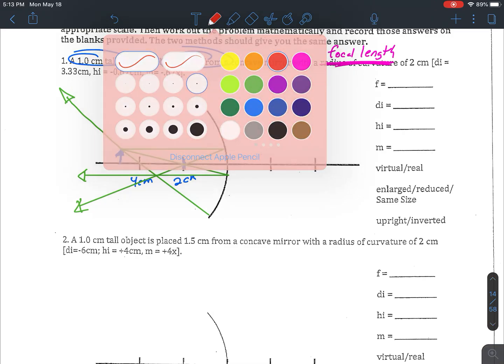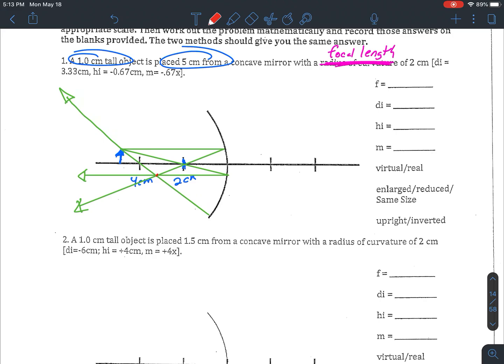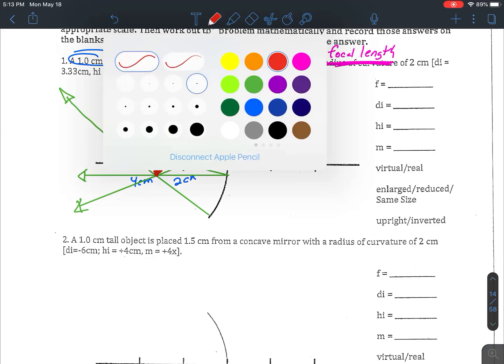And we see all three converge here. And it's upside down. So pretty good. So now we can go through our numbers here.